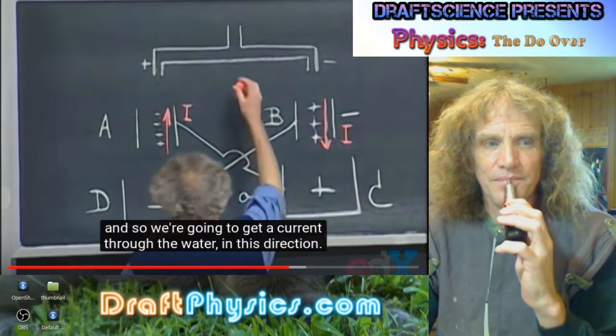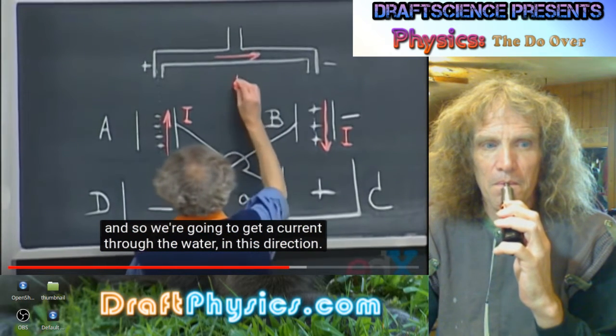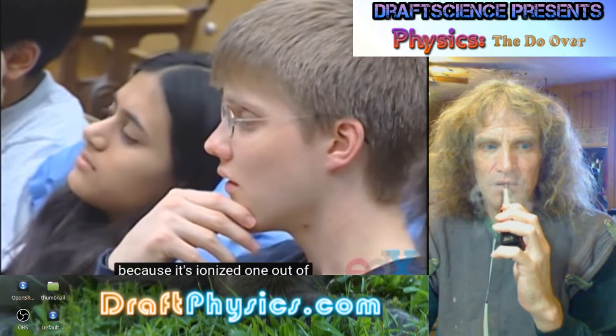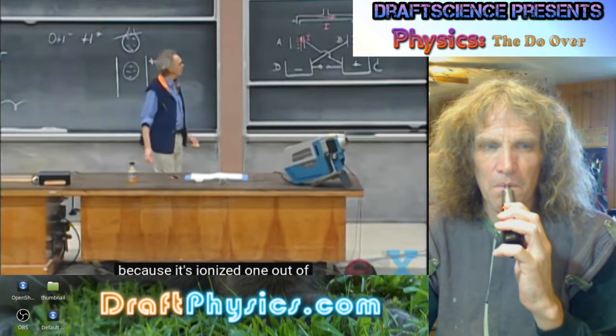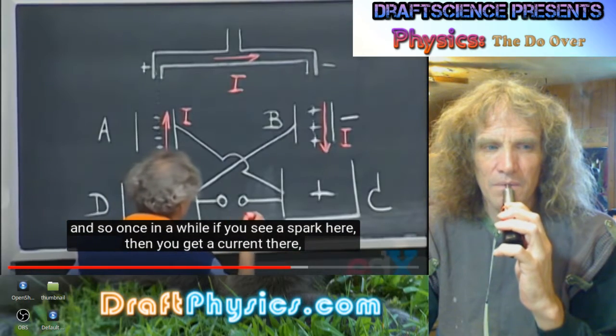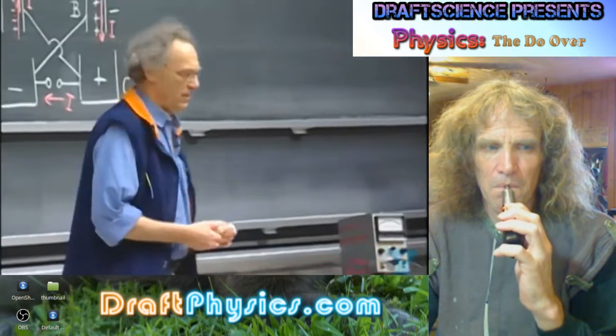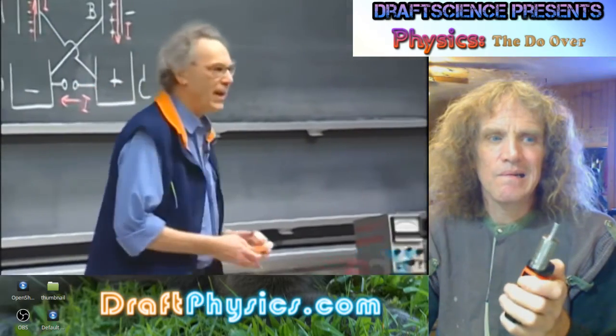And so we're going to get a current through the water in this direction. The water has a low but sufficient conductivity because it's ionized, 1 out of 10 to the 7 molecules. So once in a while, if you see a spark here, then you get a current there, but that's intermittent, of course. How about the electric fields?